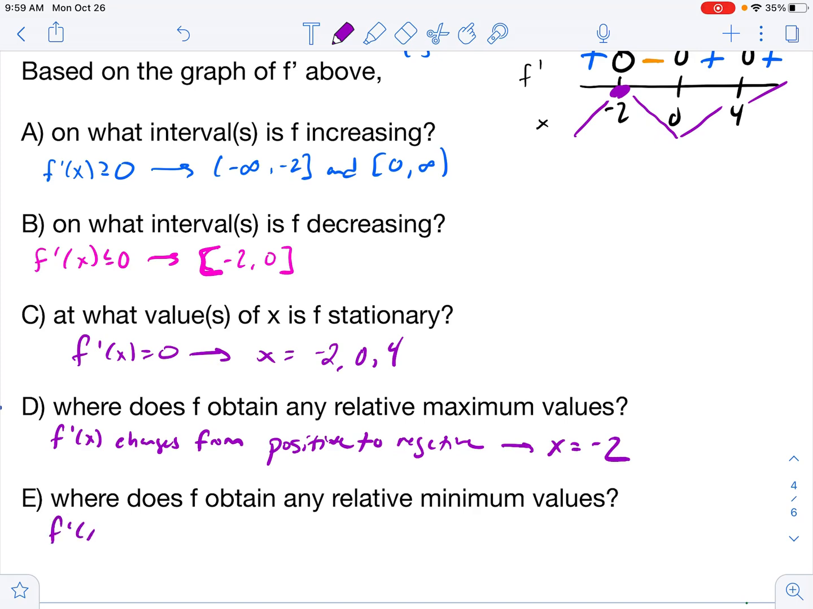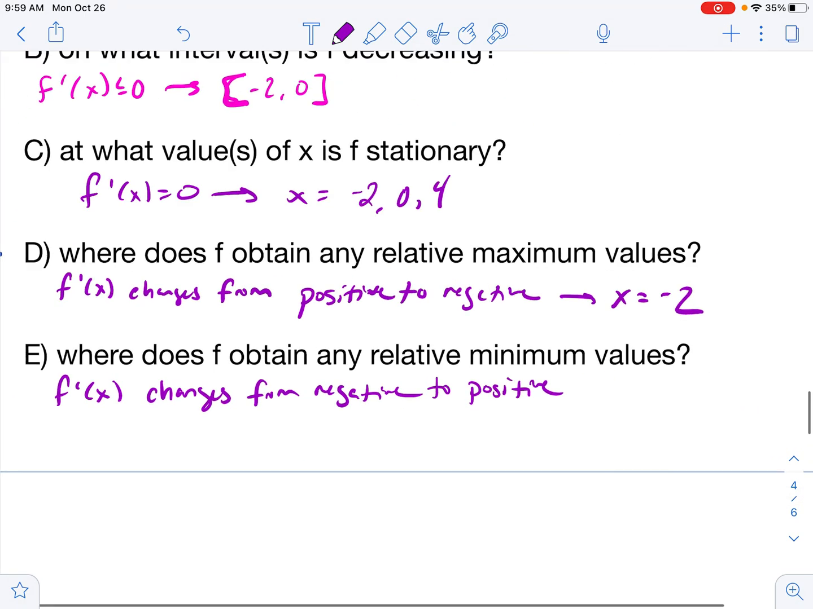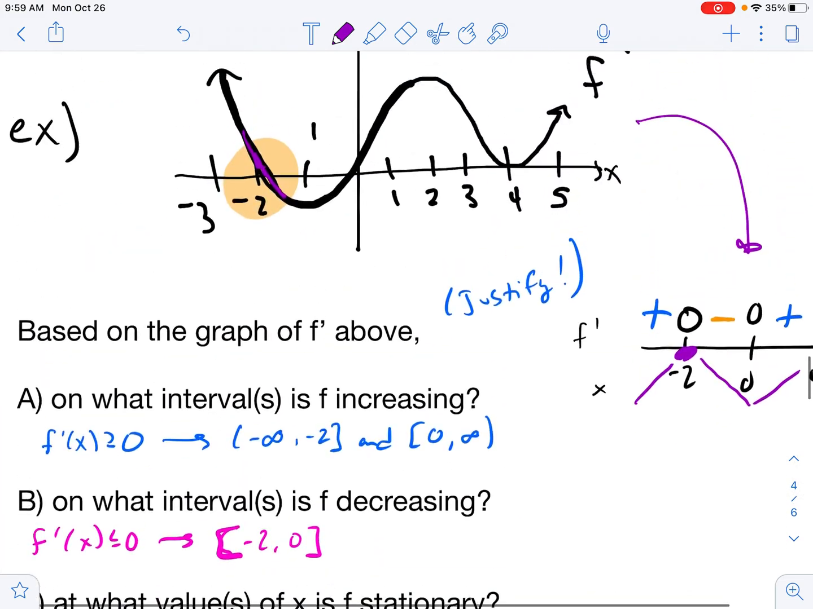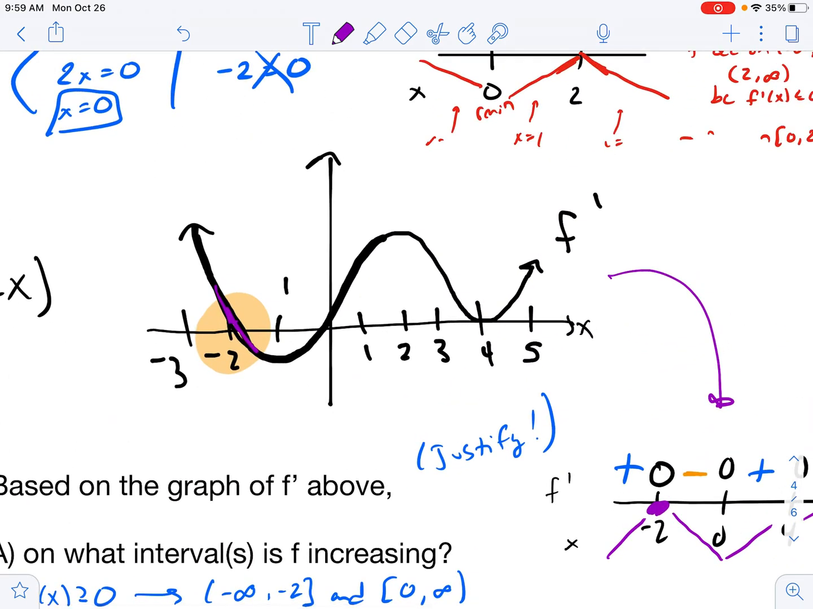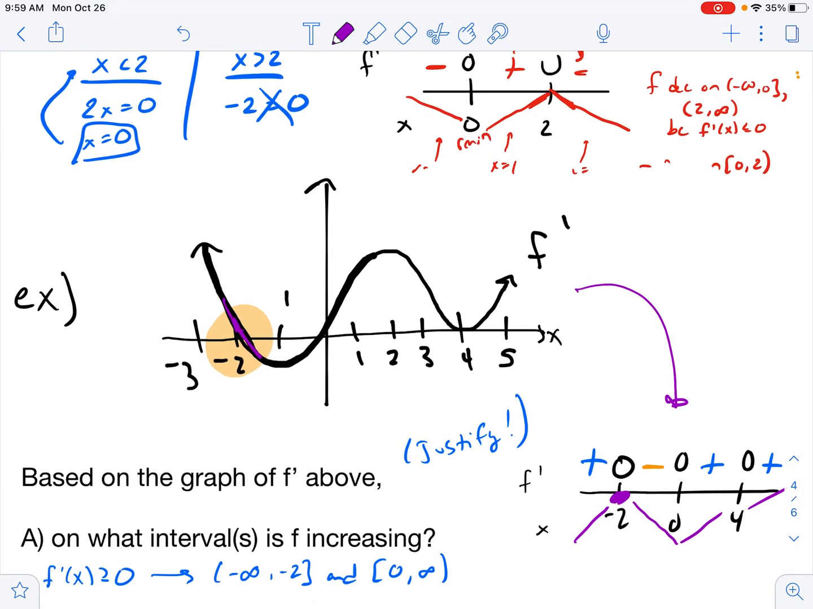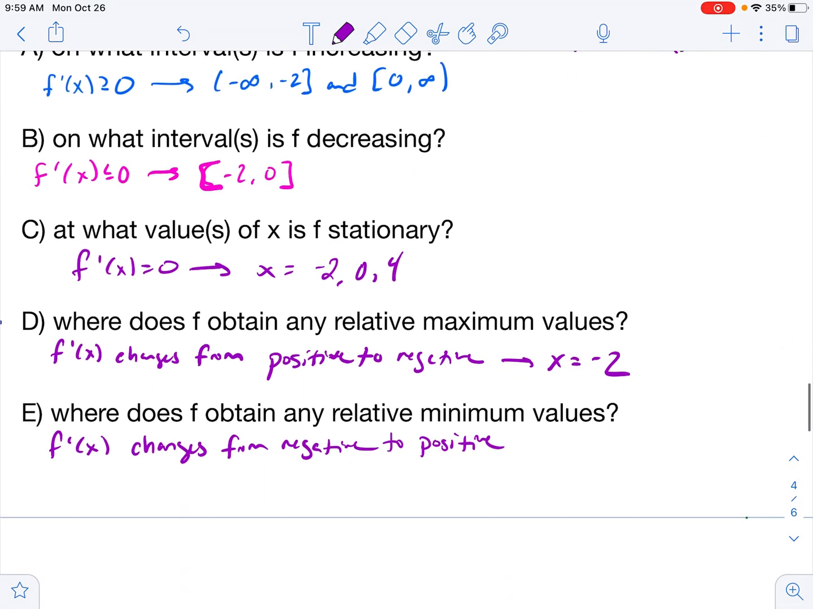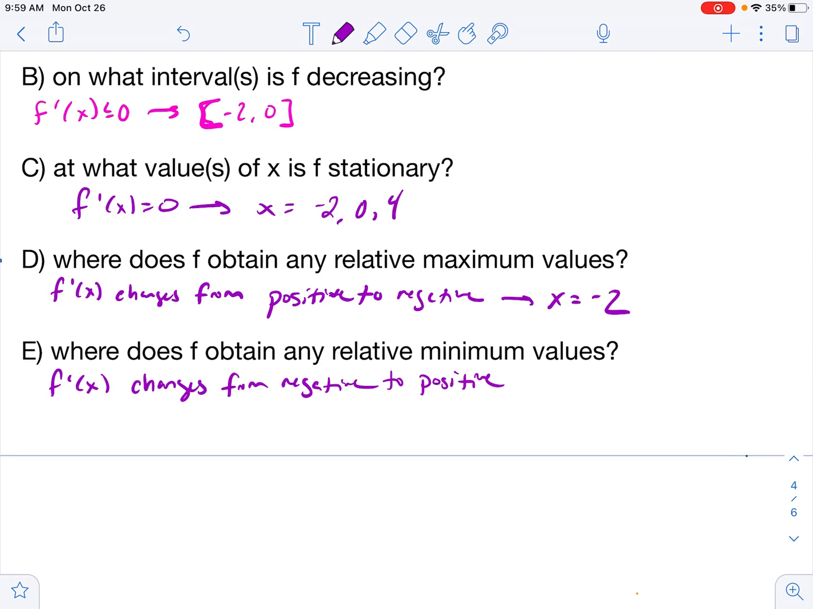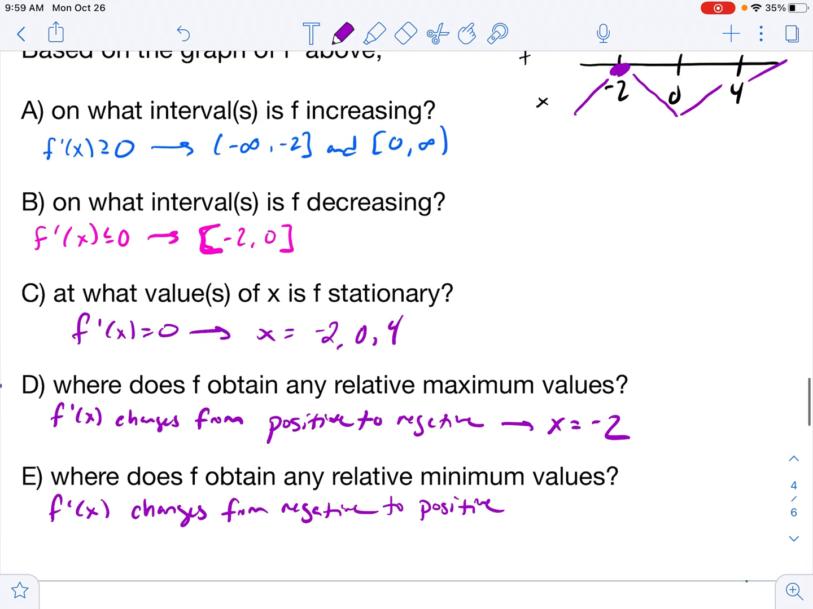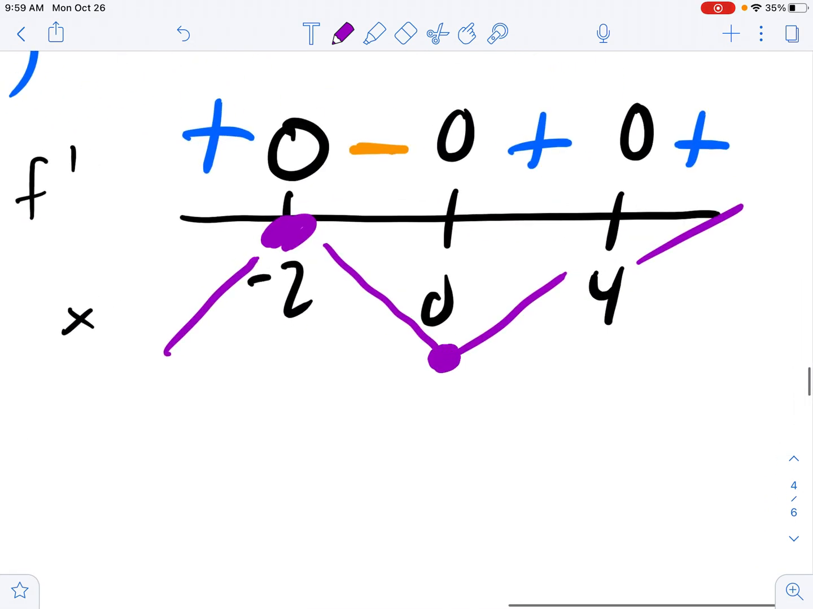And where does f obtain any relative minimum values? That's when the first derivative changes from negative to positive. And this is the way you want to do your justification. You want to avoid saying things like, since you were working on the graph, oh, when it changes from positive to negative, when it changes from negative to positive. You want to avoid words like that. On the AP exam, you won't get credit for it, nor on my exams. You've got to be very specific. It's when f prime changes from positive to negative, or negative to positive.